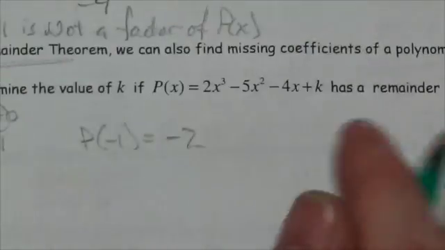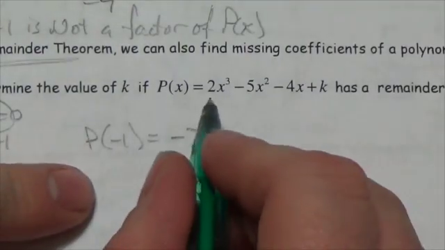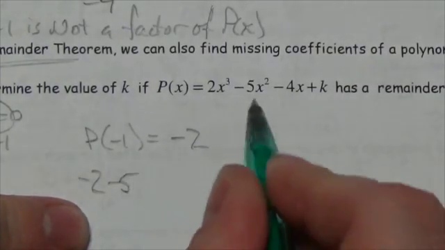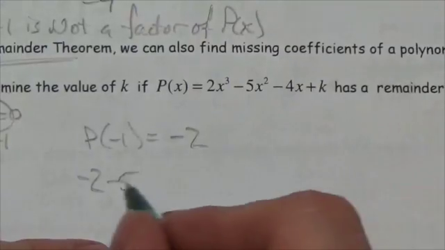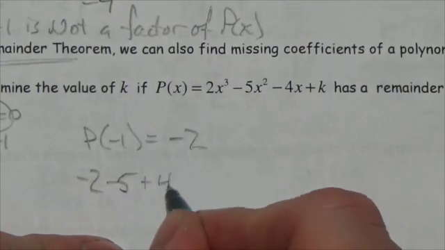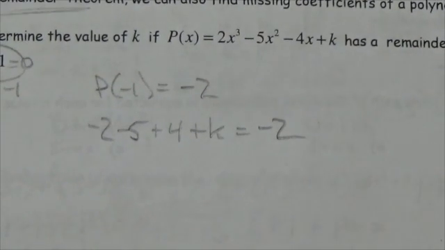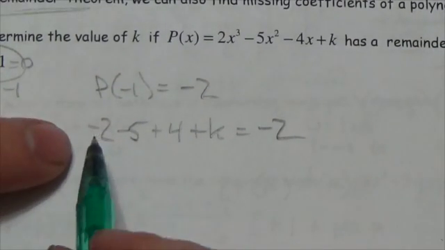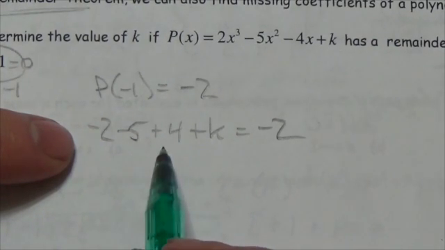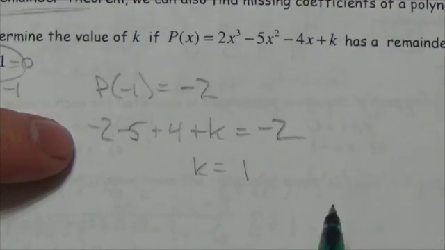That means, okay, if I make sure I can see the polynomial here, if I plug in negative 1 into this, now negative 1 cubed is going to be negative 1, times 2 is going to be negative 2. Negative 1 squared is going to be 1 times negative 5 will be negative 5. Negative 4 times negative 1 will be positive 4. Plus k, that should equal negative 2. Now, just bring everything over. Negative 2 minus 5 is going to be negative 7. Plus 4 is negative 3. Bring that over. By adding it, I get k is equal to 1.